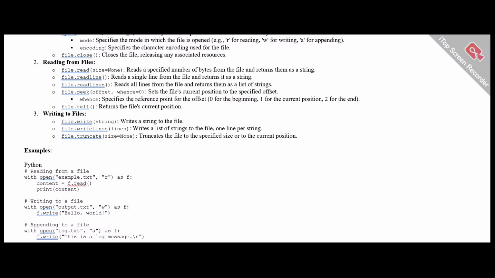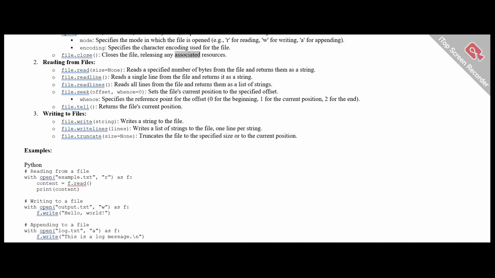open(file_name, mode='r', encoding=None) opens a file and returns a file object. Mode specifies the mode in which the file is opened, for example 'r' for reading, 'w' for writing, 'a' for appending. Encoding specifies the character encoding used for the file.